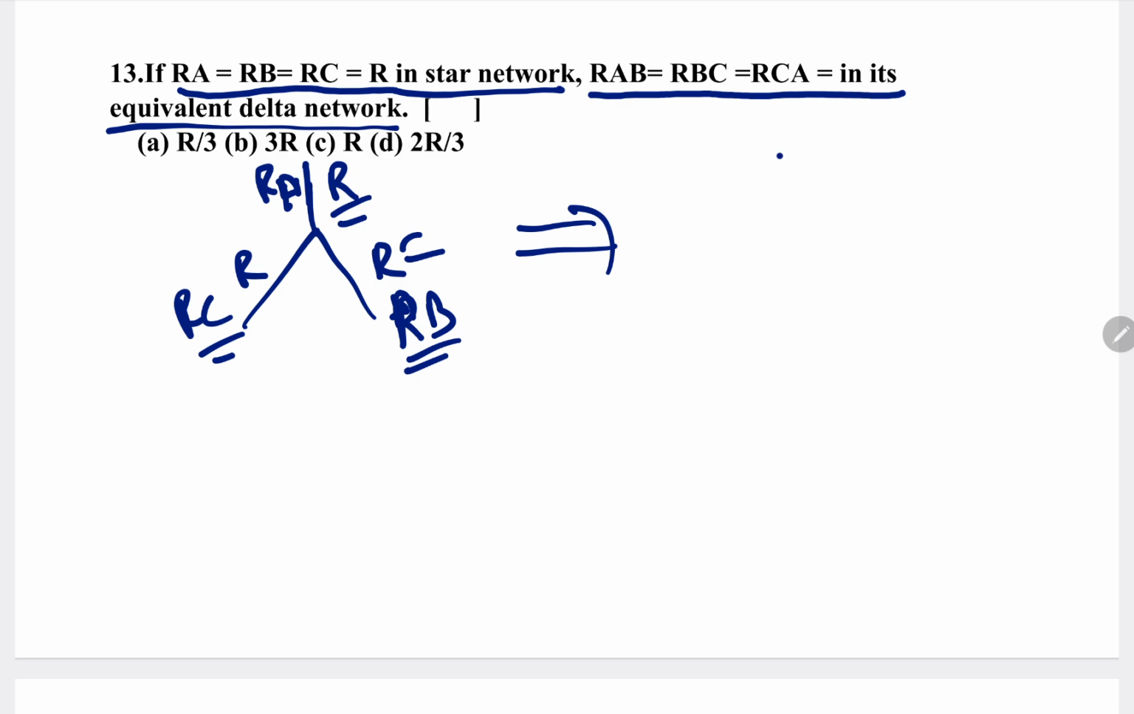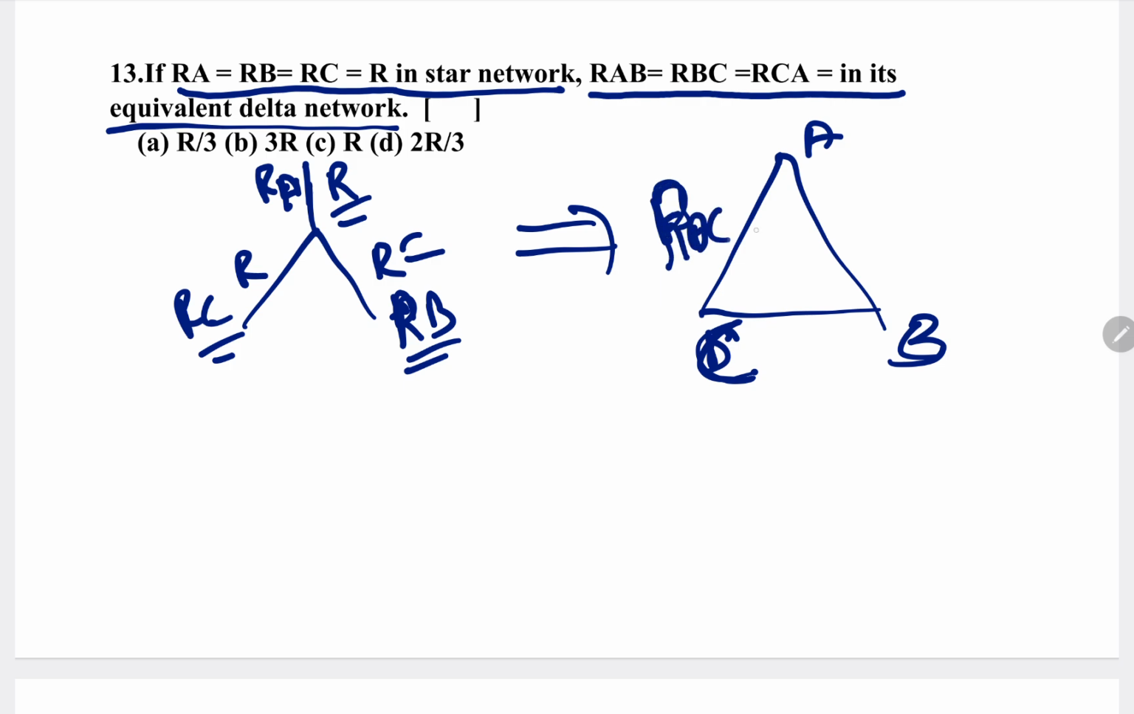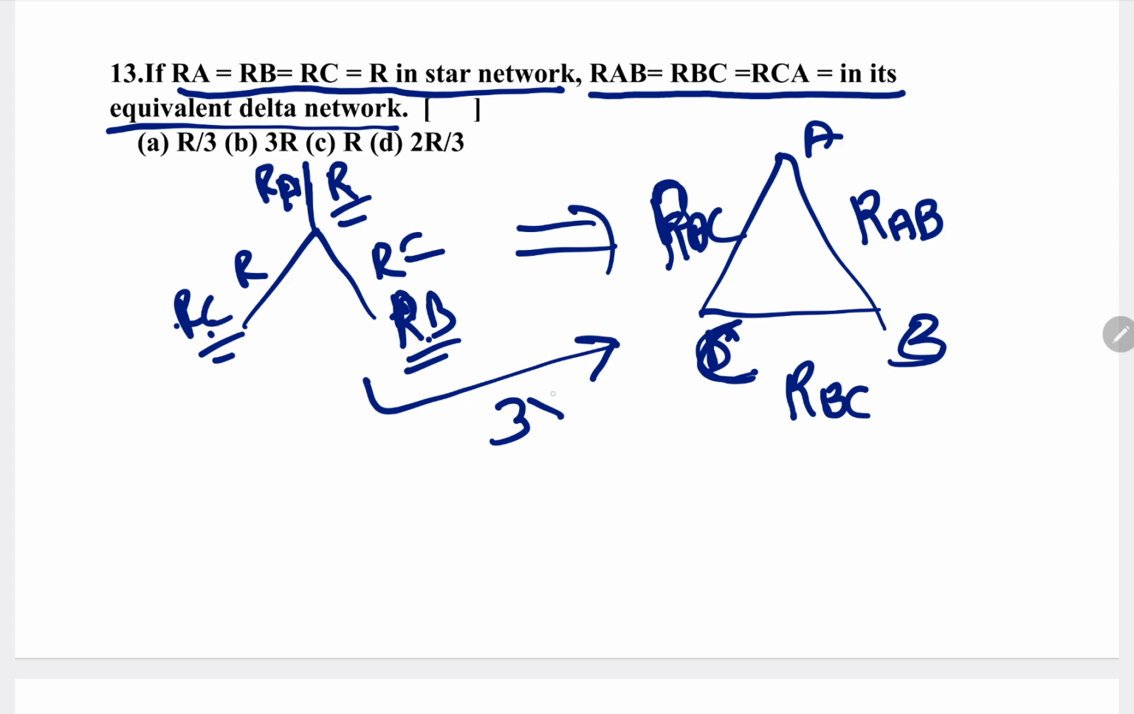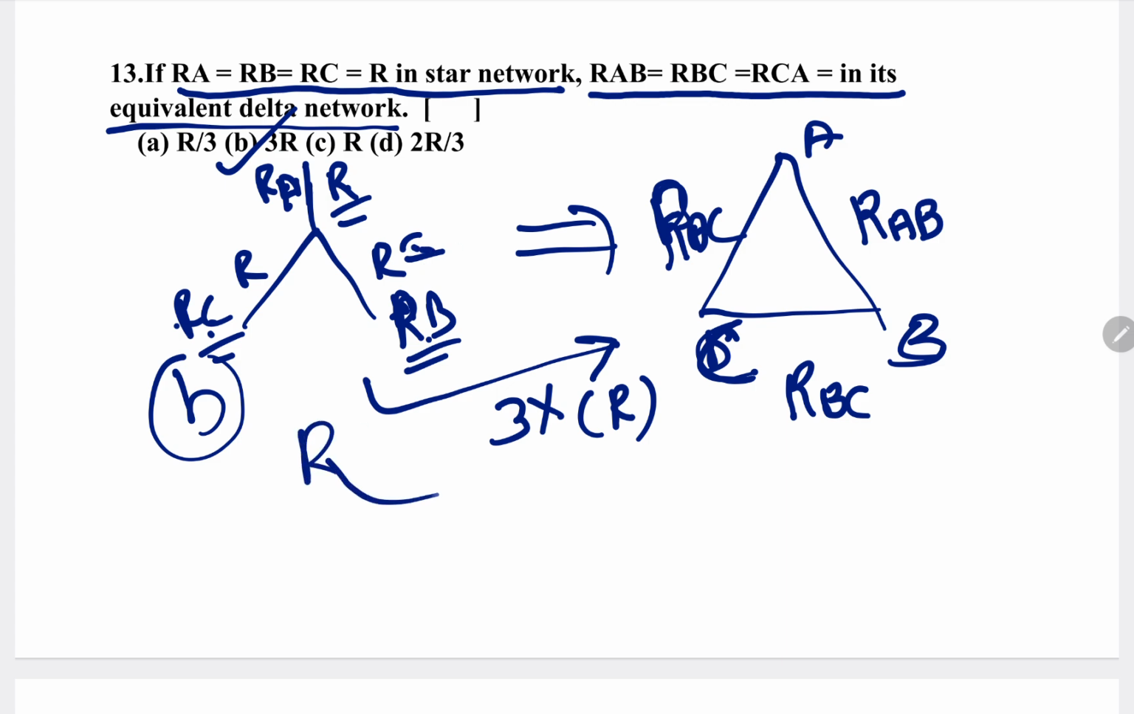Again, same thing, when star is converted into delta, this is A, this is B and this is C. The resultant between AC is R AC, between AB is R AB, and between CB is R BC or R CB. Now R, R, R, equal resistors are there in star. When converted into delta, they become 3 times. So they become 3R. So the answer is 3R, B. Star to delta, R is becoming 3R.